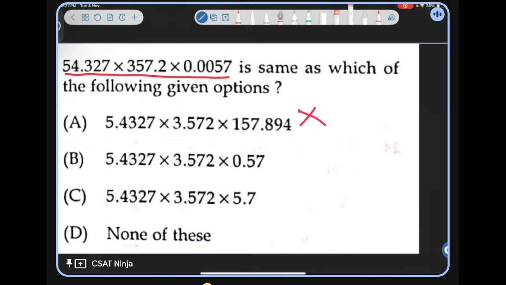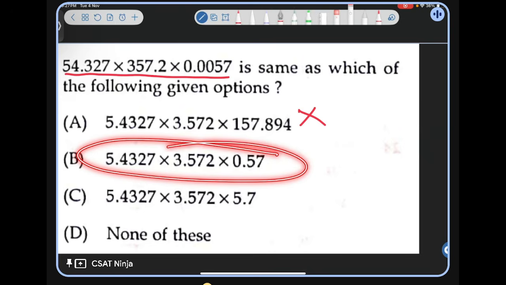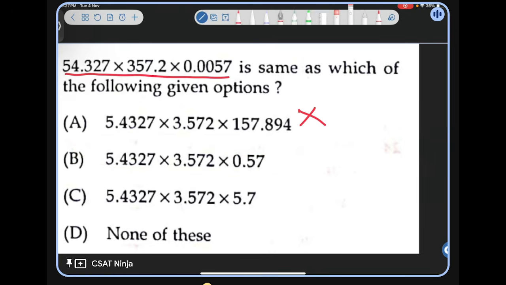Again, let's check for another one. Is it the same? 5, 4, 3, 2, 7. Okay, that's fine. 3, 5, 7, 2. Okay, that's fine. That means this may be the answer, possibly. Let's check the other one as well. 5, 4, 3, 2, 7. Okay, that's correct. 5, 3, 5, 7, 2. Yes. So these two may be the answer. But which one will be the answer?